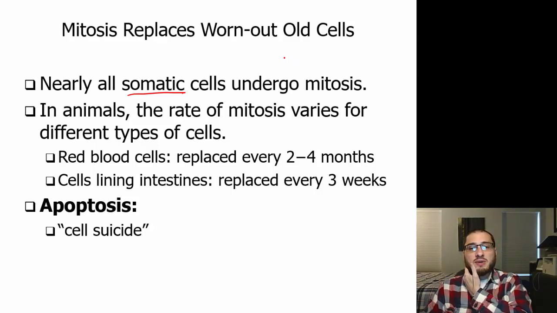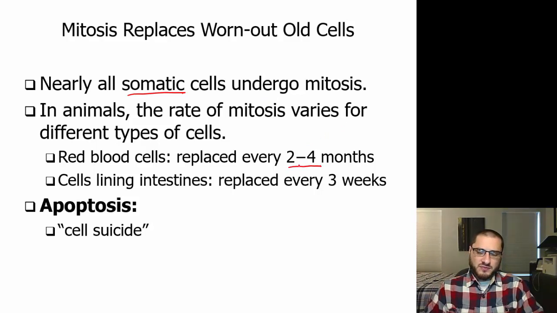In animals, the rate of mitosis varies for different types of cells. So you have red blood cells, which are replaced every 2 to 4 months. You've got 60 to 120 days, maybe 150 days. That is going to be the life cycle of red blood cells. But cells lining the intestines are going to be replaced almost every 3 weeks, just about 3 weeks every time.